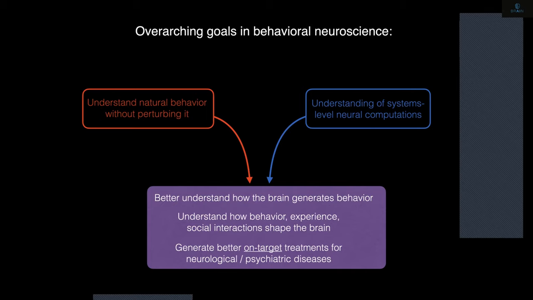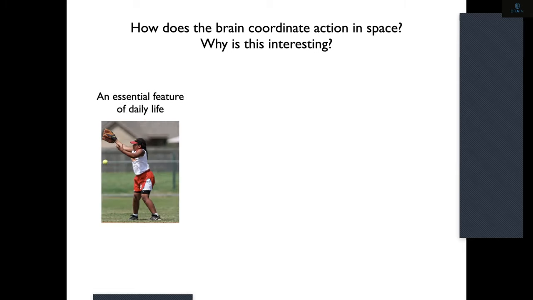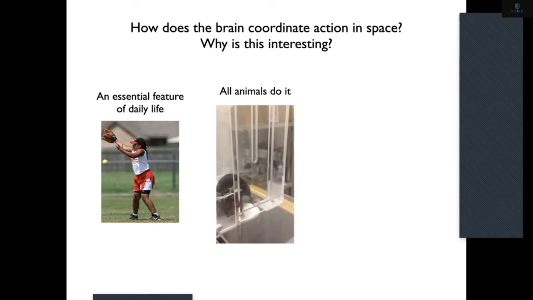For example, with psychiatric disease. So more specifically, one of the motivating questions in my lab is: how does the brain coordinate action in space? Why is this an interesting question? It's an essential feature of daily life, not just if you're learning to play baseball or basketball. It should seem intuitively obvious: your brain is constantly driving and coordinating your body for any number of actions that you do throughout the day. It's a continual job. All animals do it. Any animal that has a body and a nervous system, which is most of life, has a brain that has to drive a body.